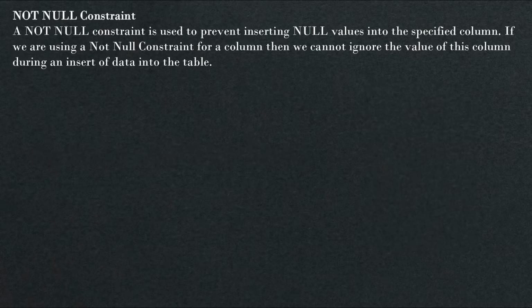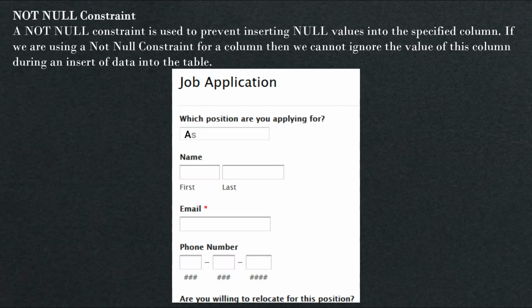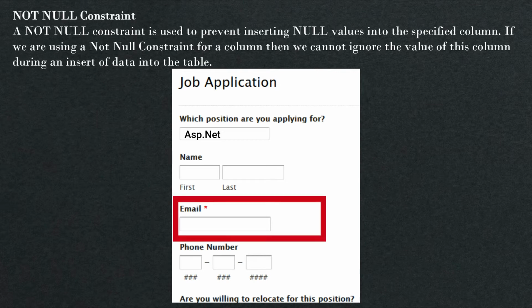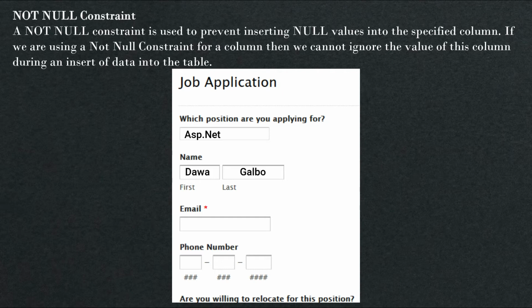For example, you must have seen in many websites, whenever you fill an online form, you will see a star symbol in some fields, right? It means mandatory. That is, you can't leave that field blank. You have to enter a value in the field, otherwise your form will not be submitted, right? This is called a not null constraint.